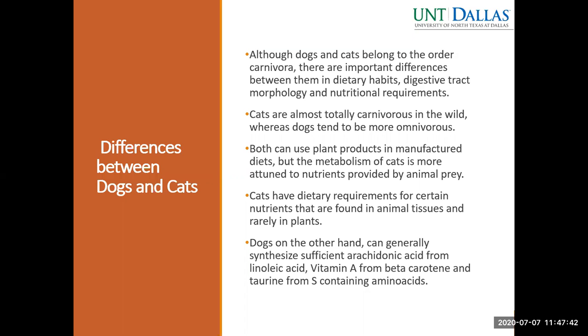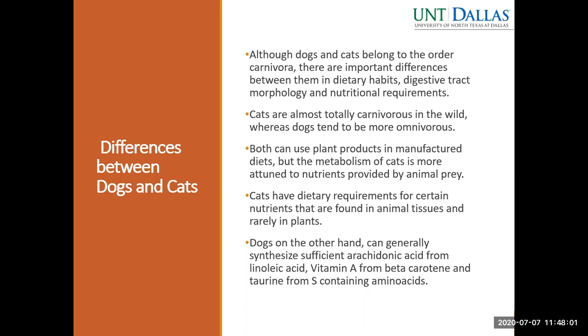Cats have dietary requirements for certain nutrients that are found in animal tissues and rarely in plants. These include the essential fatty acid arachidonic acid, preformed vitamin A, and the aminosulfonic acid taurine.